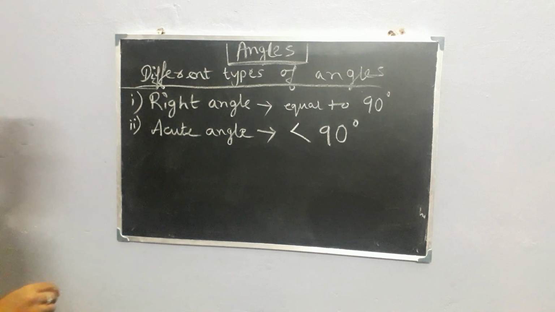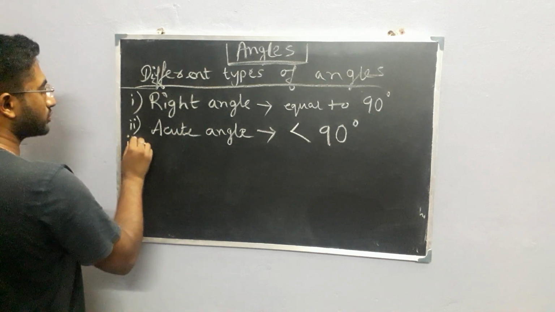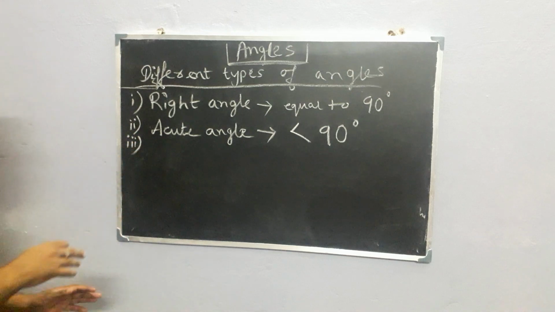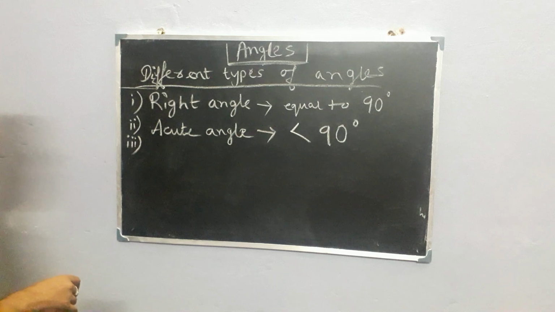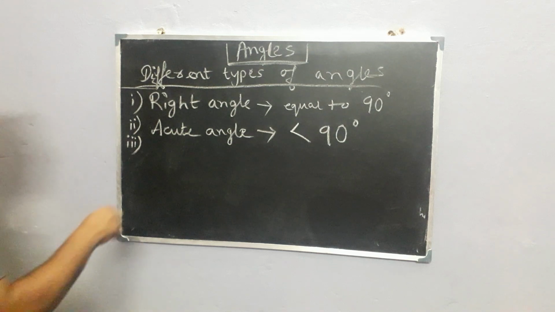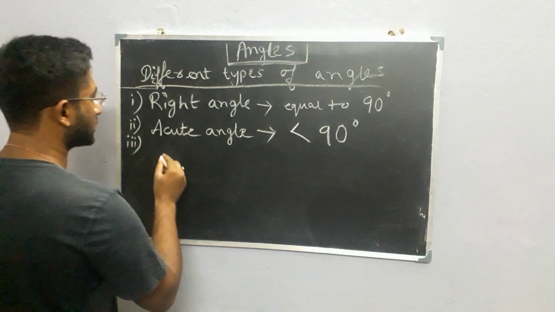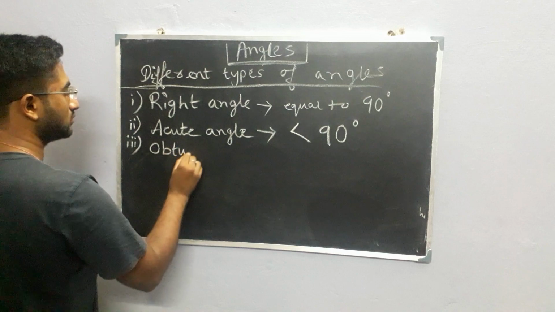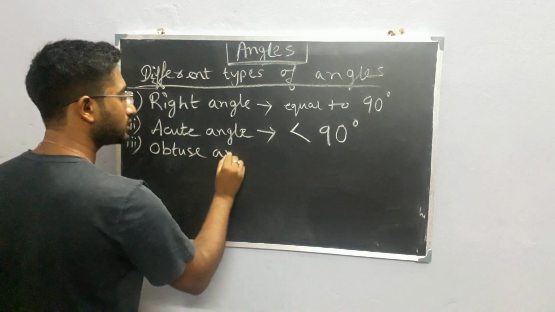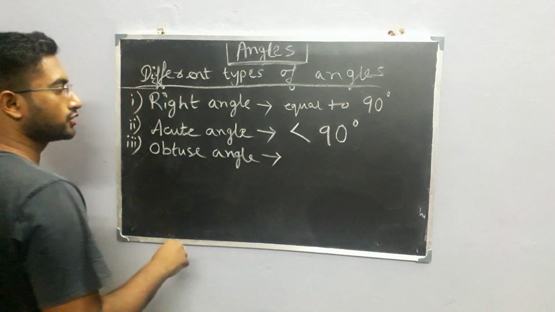All right, now the third type of angle is, I'm just going through roughly. All right, so this all you need to keep in mind. You all have been doing the types of angles from class 6 previously also. You all have done this, so it's just a revision. So now the third one is your obtuse angle. Right, now what is obtuse angle?